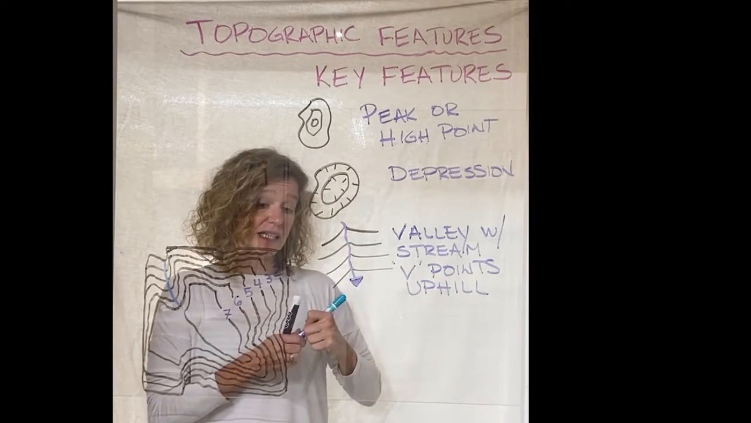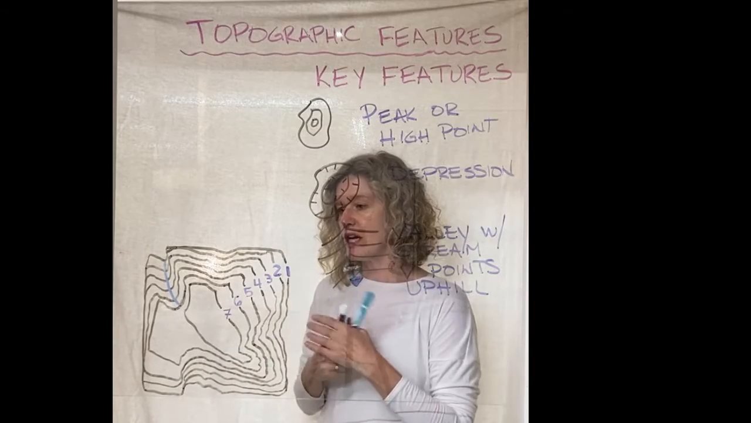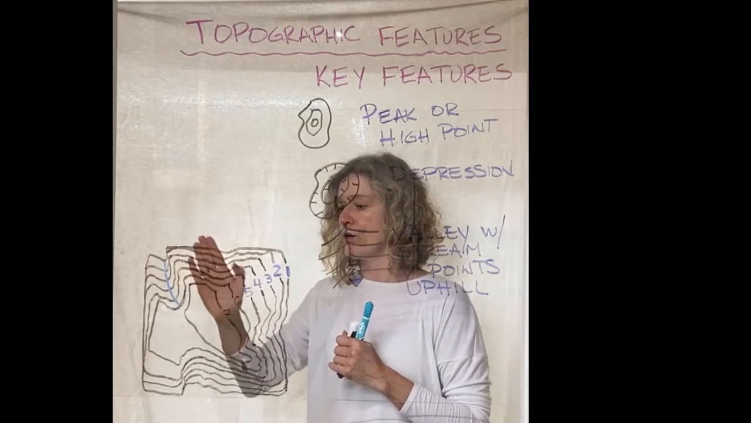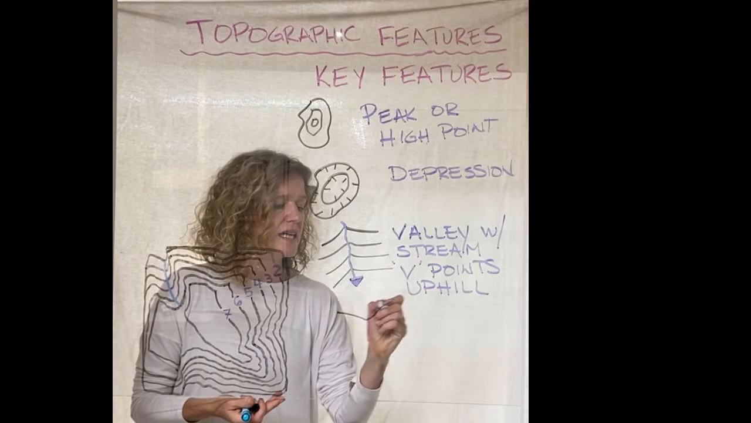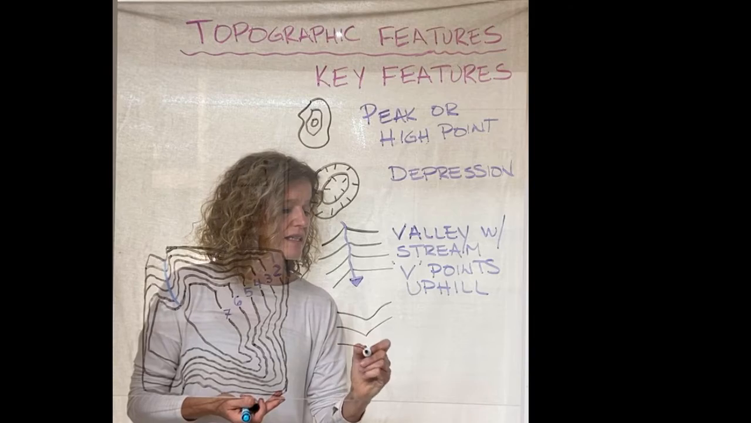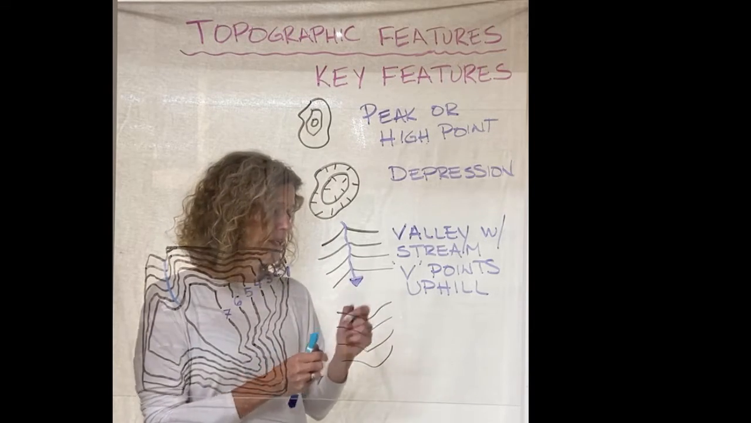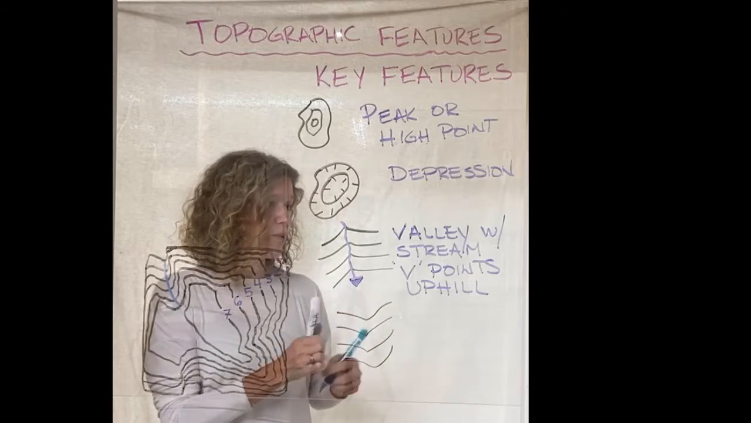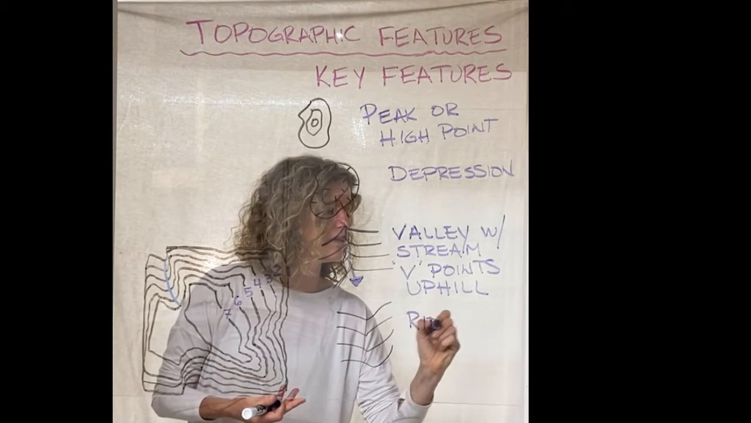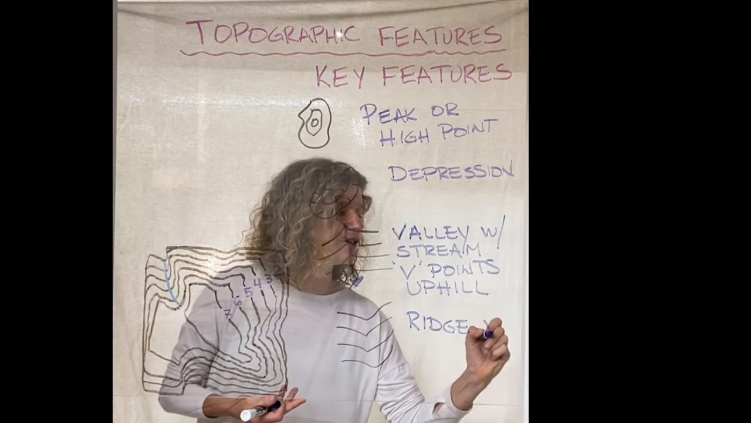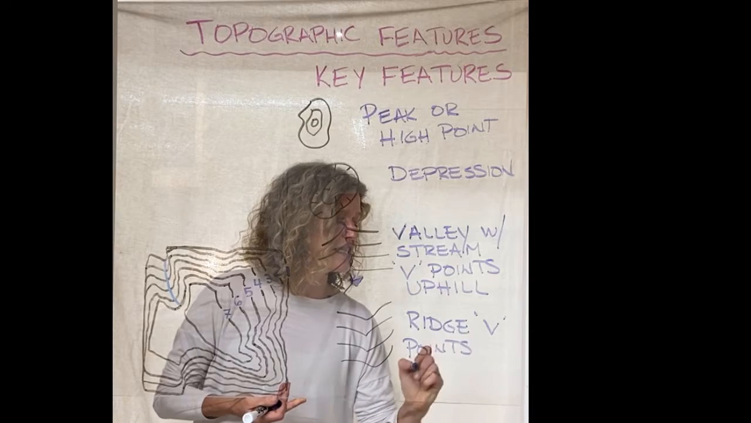And then finally, we see other sort of V shapes along our topo. I can have the same sort of V. It doesn't have to be a hard V. It could be sort of a U shape. And this is pointing out a ridge, and on a ridge, your V points downhill.